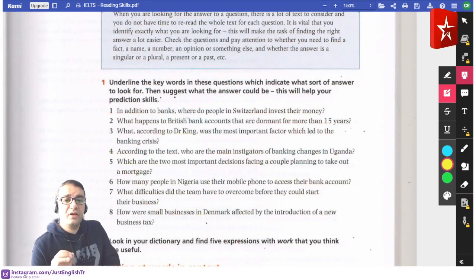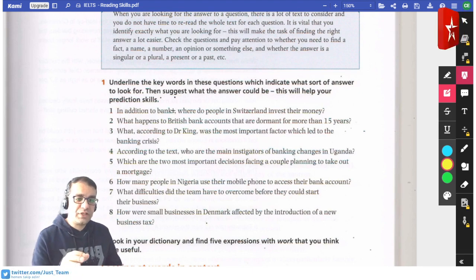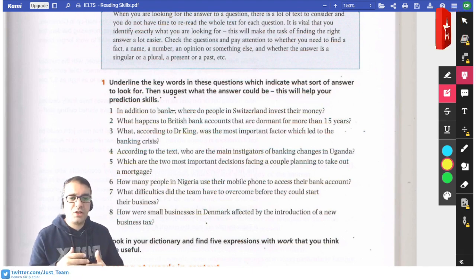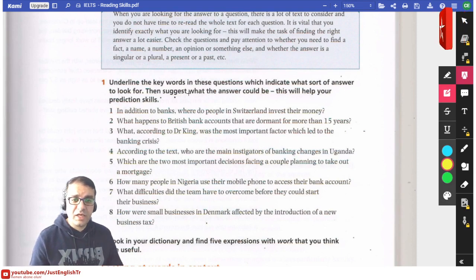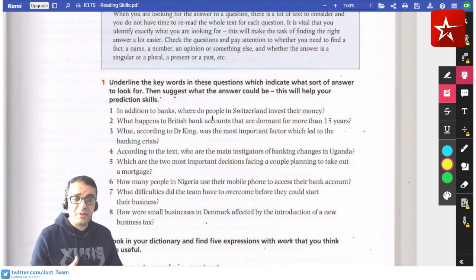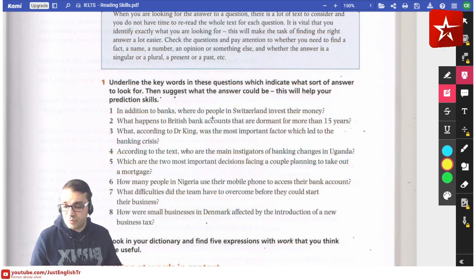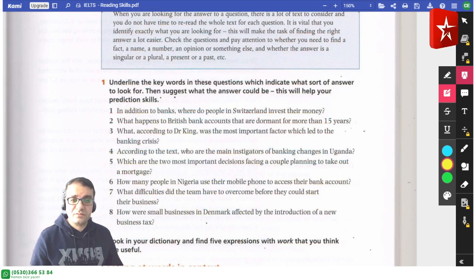Okay? Now, let's go for the first training, and you will understand by sequence how to do the reading techniques before we go for reading. Now, underline the keywords of these questions, which indicate the sort of answer you're looking for. Okay? For example: in addition to banks, where do people in Switzerland invest their money? So what is the keyword here? Who can give me the keyword? Dylan or anyone, who can give me the keywords here? What do you think? What is the keyword here?